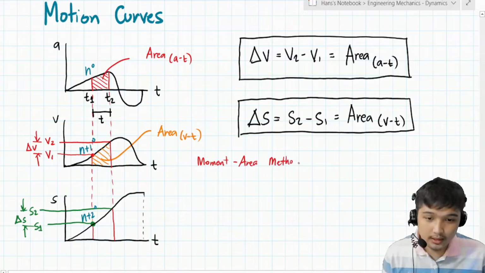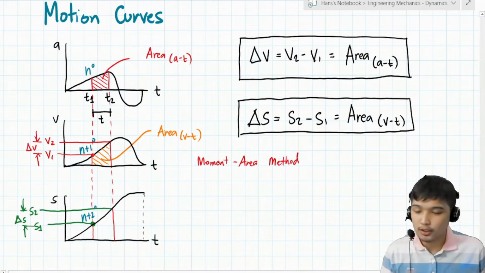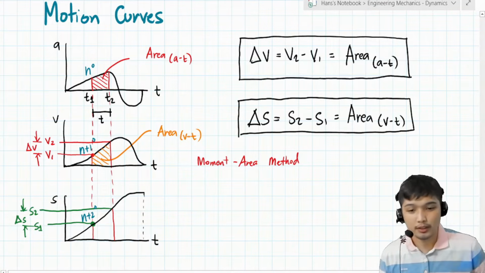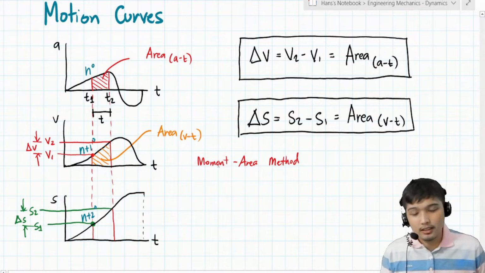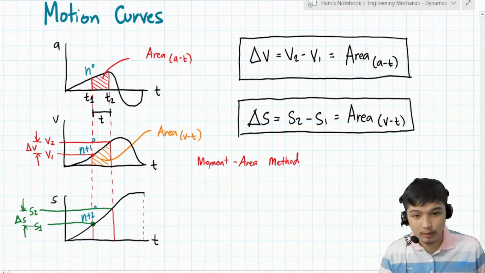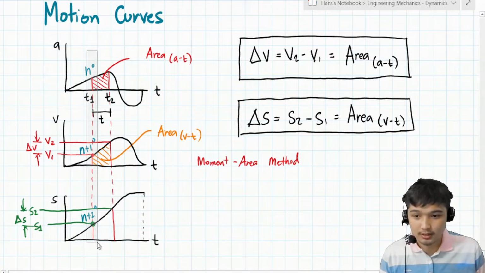Okay? So, paano ginagamit yung moment area method? Ito yung mga conditions na kailangan meron tayo before we can use itong method na to. Kailangan meron tayong initial position. Always, kailangan may initial position. Let's say, for example, ang given na initial position is itong at time t1.